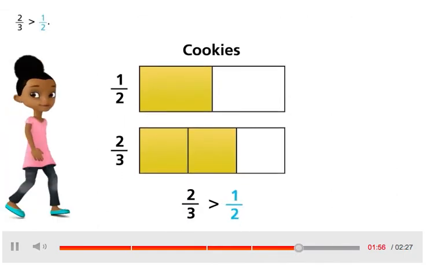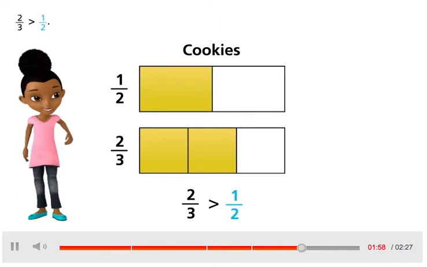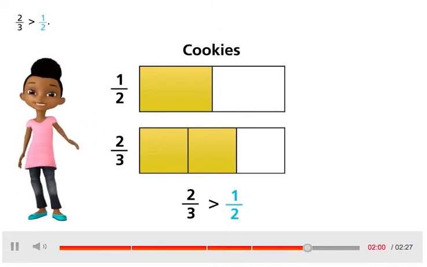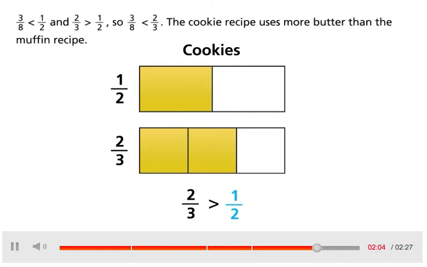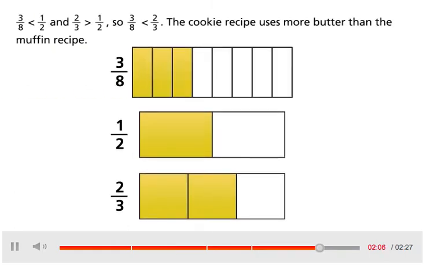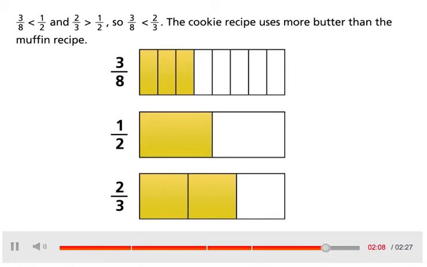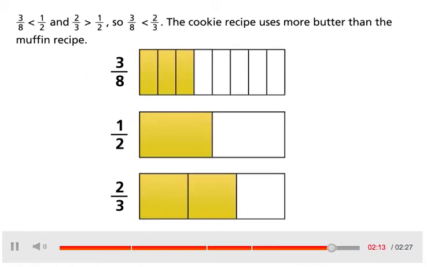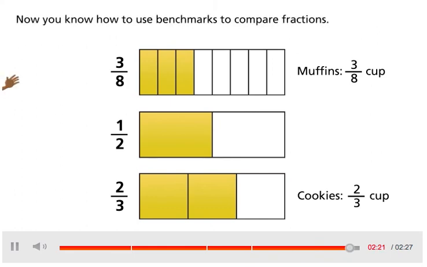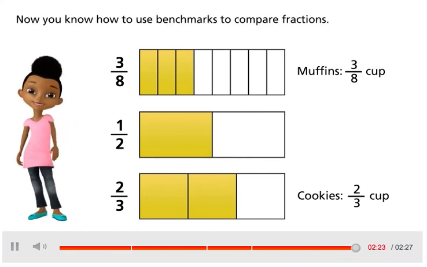2/3 is greater than 1/2. Now you've compared both fractions to the same benchmark. 3/8 is less than 1/2 and 2/3 is greater than 1/2. So 3/8 is less than 2/3. The cookie recipe uses more butter than the muffin recipe. Now you know how to use benchmarks to compare fractions.